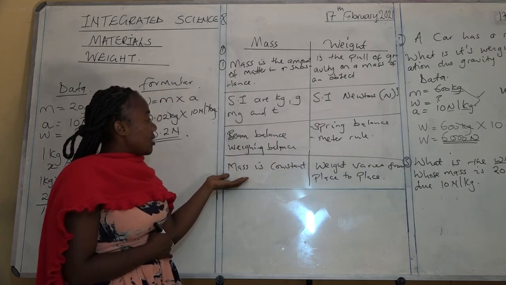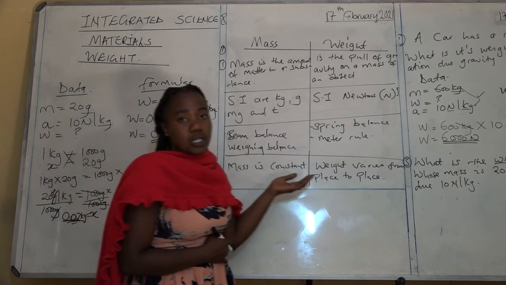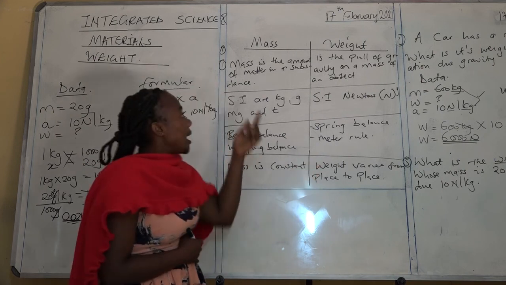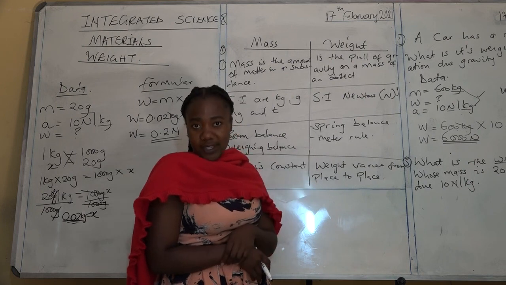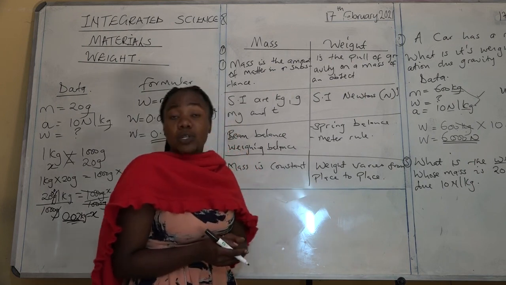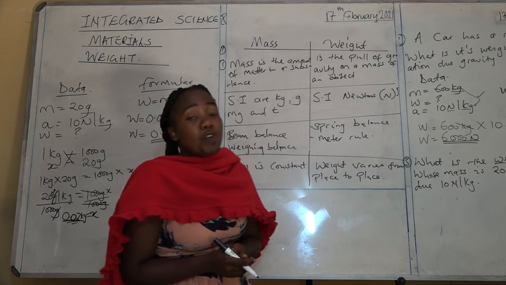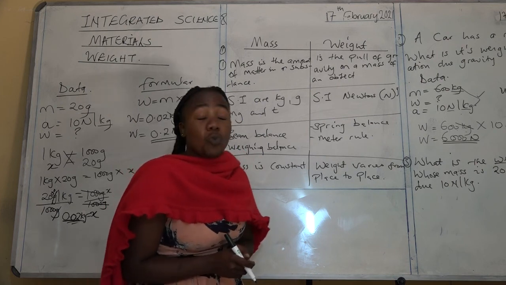Then the last one that I've given is that mass is constant. It does not move from place to place. But weight varies from place to place. Are we together, class? So we have no problems on how to calculate weight. We have no problems on how you differentiate weight and mass.